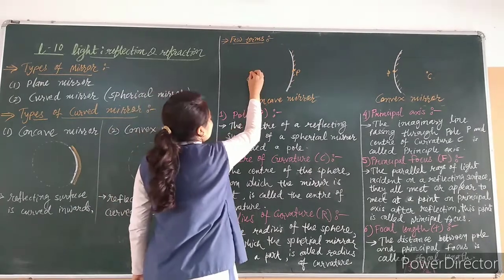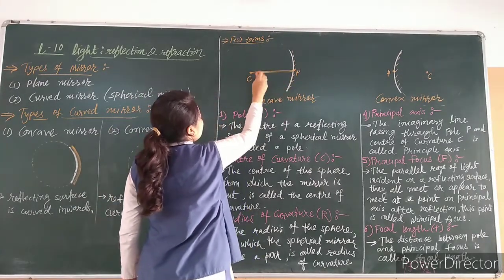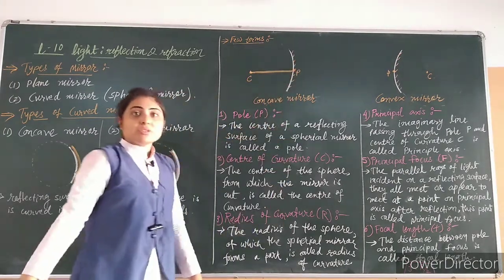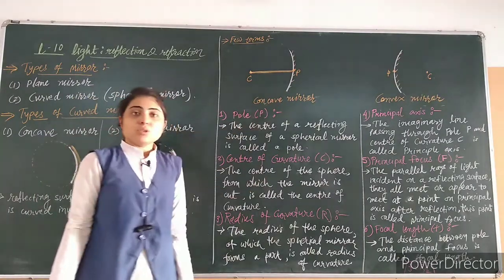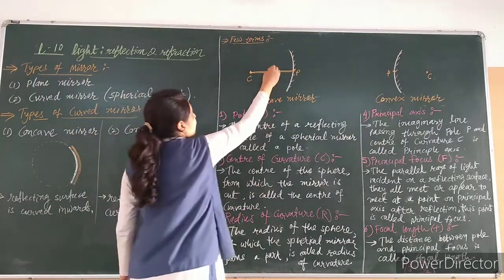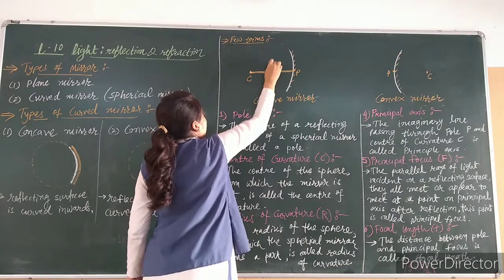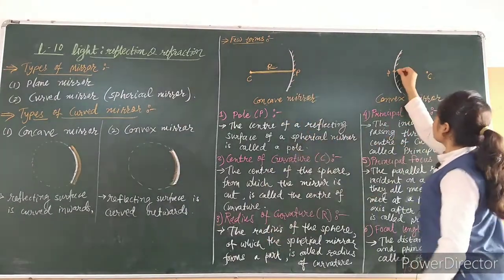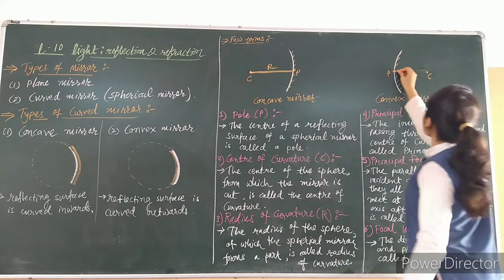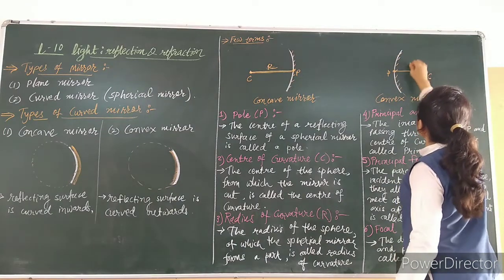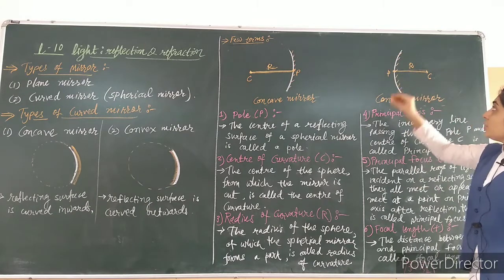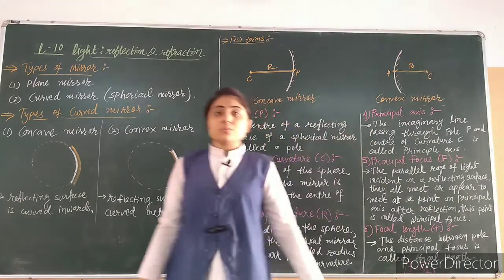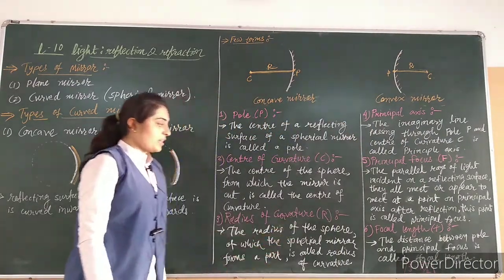What will be the radius of curvature? From the center to any point of the sphere will be the radius. So CP will be the radius of curvature, which is denoted by capital R. Same way for the convex mirror, the center and the pole. Pole is on the mirror, so center to any point on the mirror will be the radius, which is denoted by capital R.